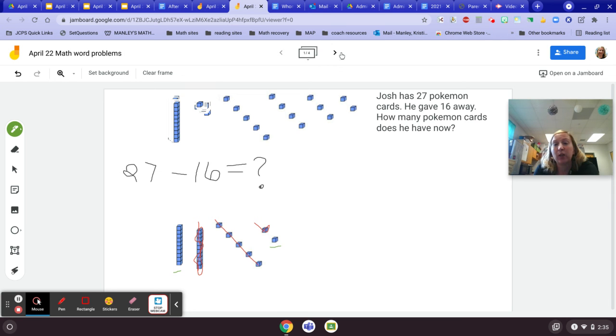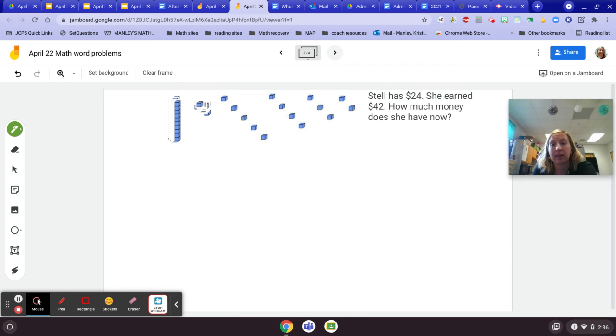Okay, so again, you will have 4 slides. Okay, so you'll have the story about the Pokemon cards on slide 1. On slide 2, you have Stella earning money. On slide 3, it's about paper. And on slide 4, you have one about Barbies. So make sure you do all 4 slides and work it out. You have your pieces.